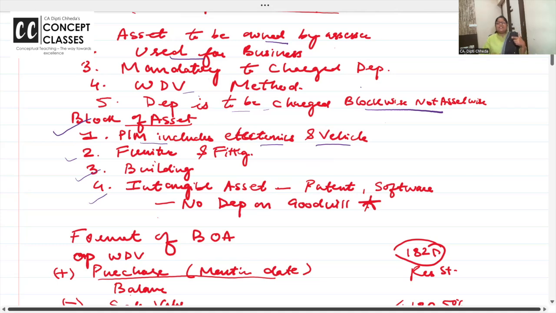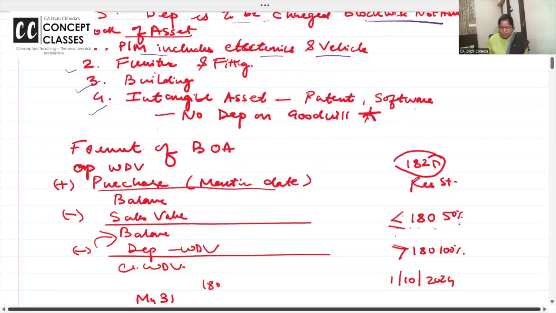This numbering I have given just randomly for you to remember that depreciation is charged block wise: plant and machinery, electronics, vehicle, furniture and fittings, building, intangible assets. Patent, software, they are all intangible assets. Very important: in intangible assets, no depreciation is going to be charged on goodwill from 1st April 2020. So clear. Now, as I just told you, dear students, depreciation is to be charged block wise.